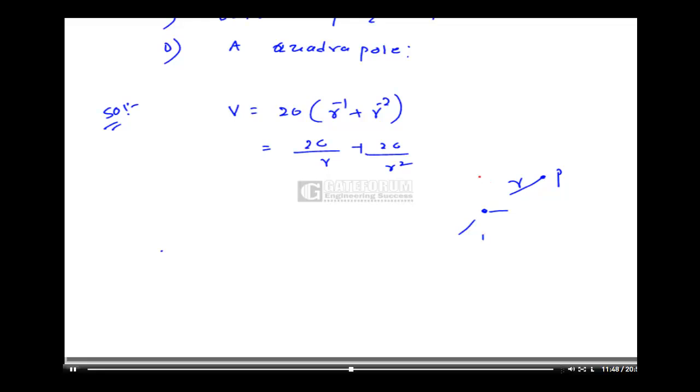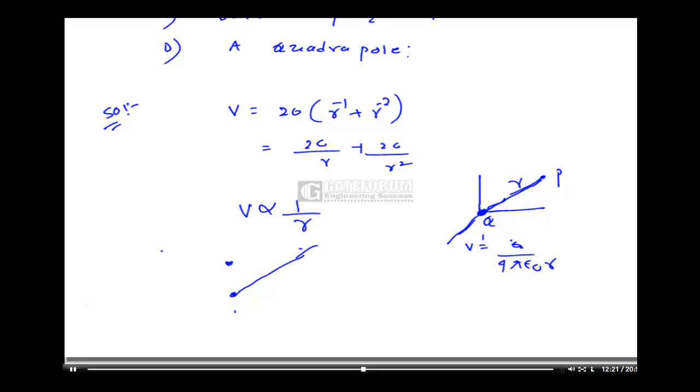Potential, we know this. This is the origin, at a distance r. The potential due to this point charge is Q by 4 pi epsilon naught r. This is a monopole. So, due to a monopole, the potential is proportional to 1 by r. Suppose a dipole means two poles are like this.